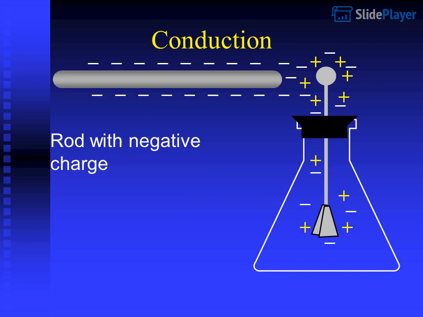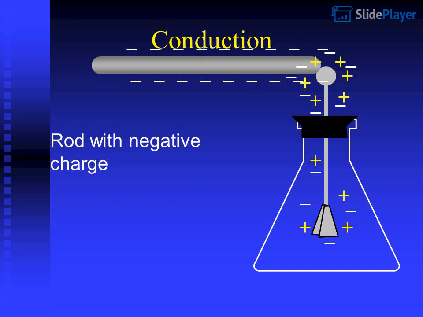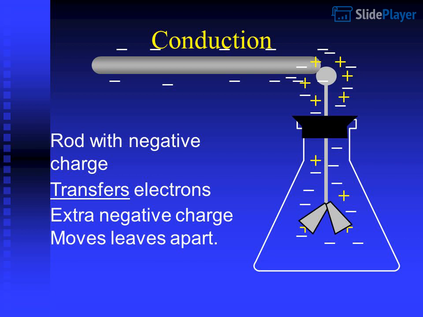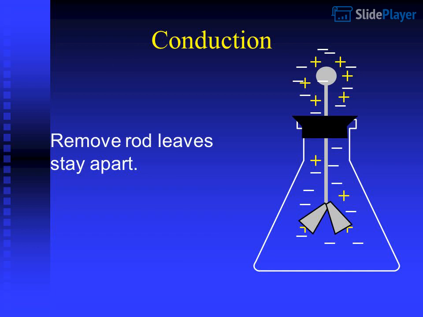Conduction. A rod with negative charge transfers electrons. Extra negative charge moves the leaves apart. Conduction: remove the rod, and the leaves stay apart.